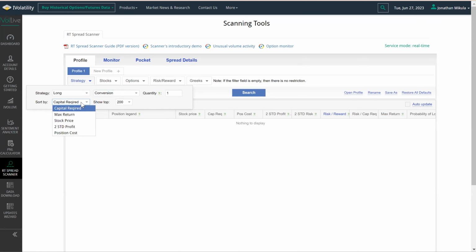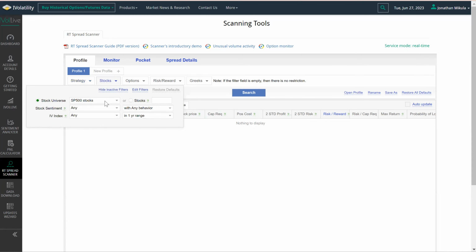Now you can always decide how you want to sort. Do you want to do it by capital required, max return, stock price, 2 standard deviation, profit, position cost? For me, I'm ambivalent. You can sort these columns however you want after you run the scan, so I just tend to leave it as capital required, but feel free to choose whatever you'd like. Here is an important point. If you don't specify a specific stock that you'd like to run the scan on, it'll run against the default, which is S&P 500.